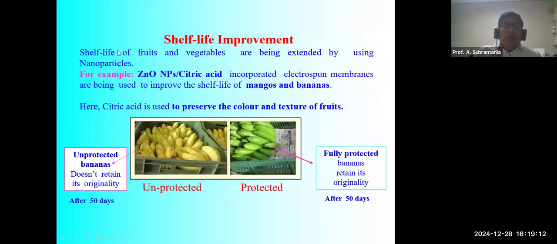So shelf-life improvement. So shelf-life of fruits and vegetables is being extended by using nanoparticles. For example, zinc oxide nanoparticles with citric acid incorporated electrospun membranes are being used to improve the shelf-life of mangoes and bananas. Here citric acid is used to preserve the color and the texture of the fruits. See, this banana is untreated banana, so it does not retain its originality after 50 days. See, this one fully protected bananas, so retain its originality by using this nanofibrous membrane.